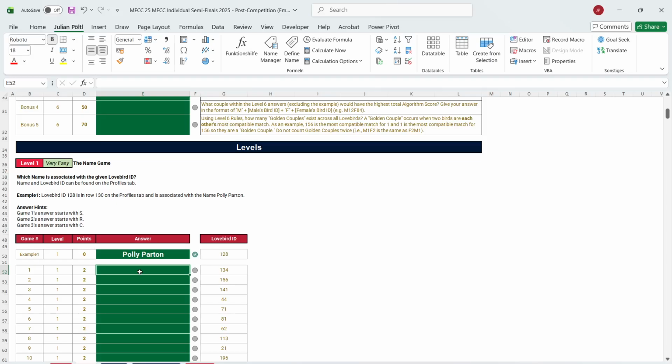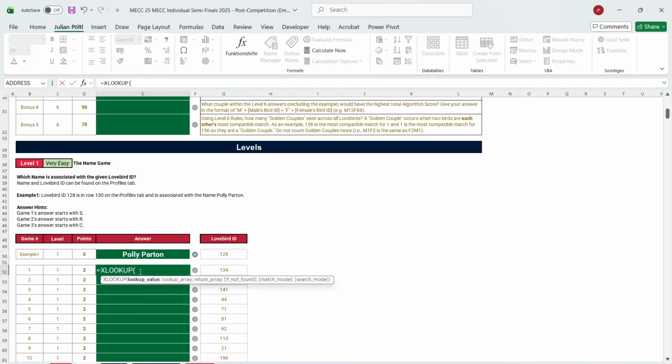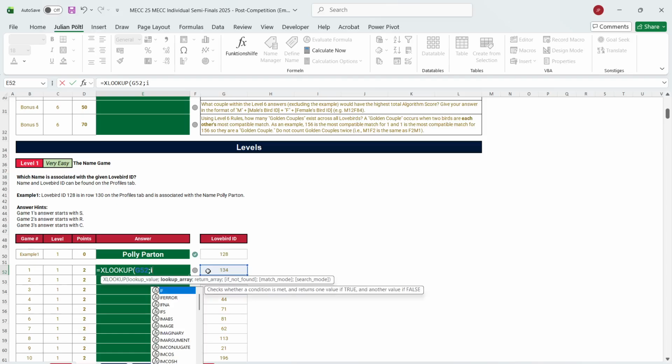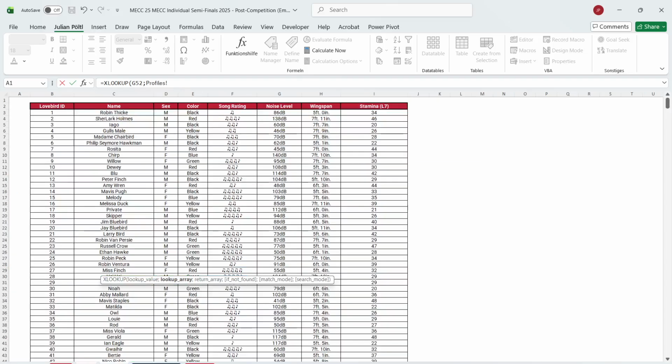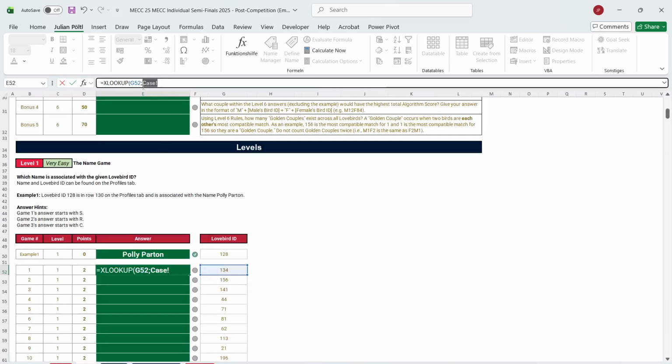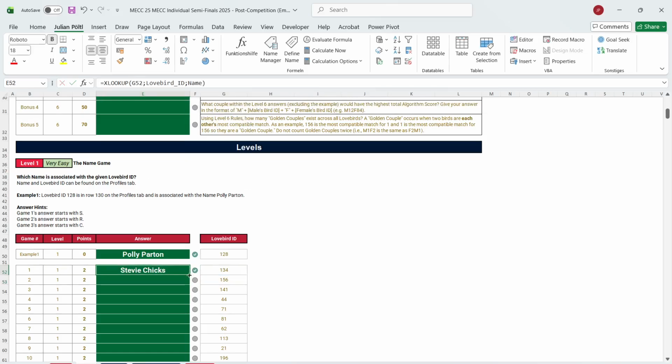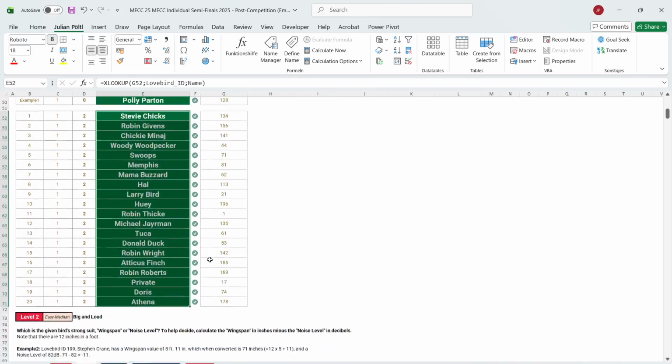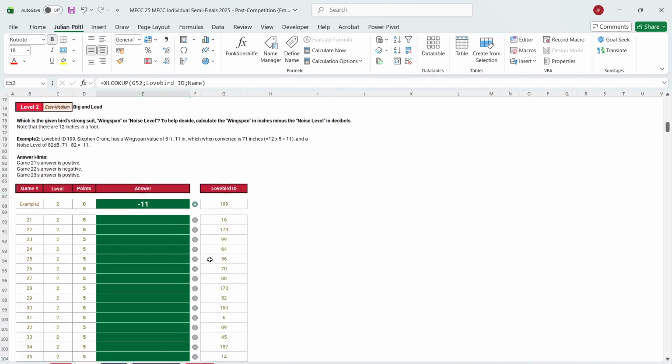Name is associated with the ID, so an XLOOKUP of this in something that is called ID. Lovebird ID. The auto-completion for Excel formulas is not that great, or the intelligent suggestions. Okay, level 1 at least solved. Yay!